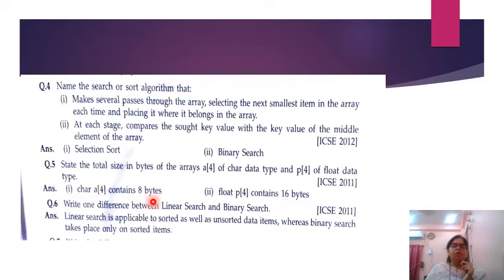8 bytes, because one character is 2 bytes, as we know. Then 2 into 4 will be 8 bytes. Like that, a float has 4 bytes, so it will be 4 into 4 bytes. This means it contains 16 bytes, okay.